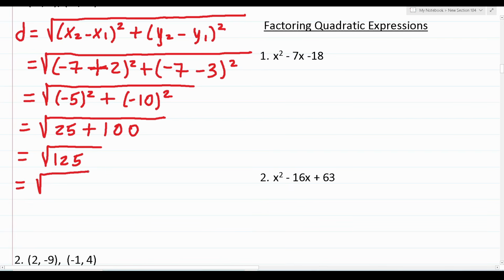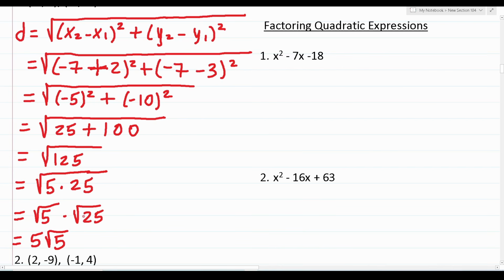125 is the same thing as 5 times 25. Again, 25, 50, 75, 100, 125. And when you multiply two things under a radical, you can actually break them apart like this. This becomes the square root of 5 times the square root of 25. We should know that the square root of 25 is just 5. So this becomes 5 square root 5.